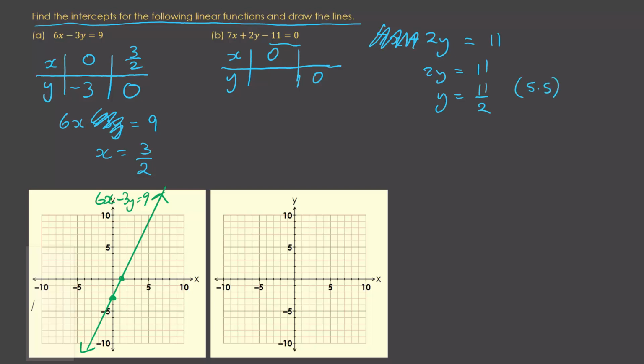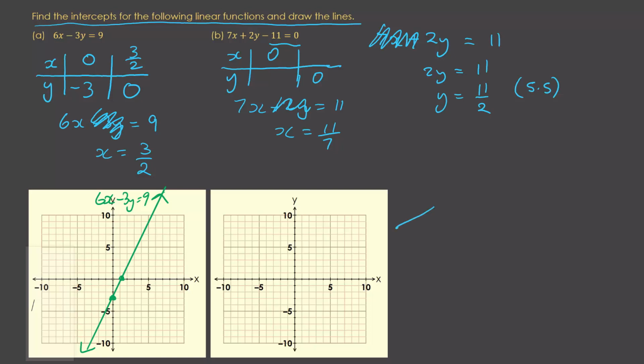So y is going to be 11 divided by 2, which is 5.5. And then if y is equal to 0, so remember we're starting with 7x plus 2y equals 11. If y is equal to 0, we get that. x is going to be 11 over 7, which is somewhere between 1 and 2.